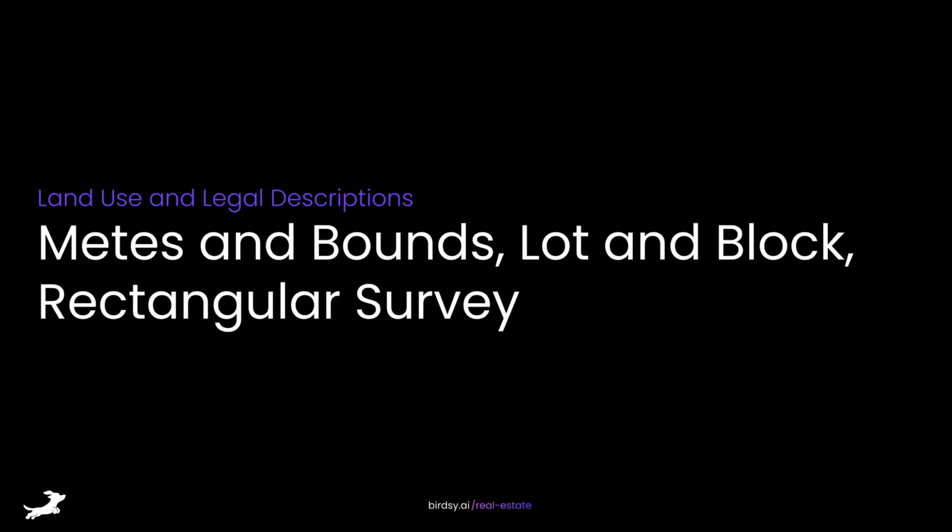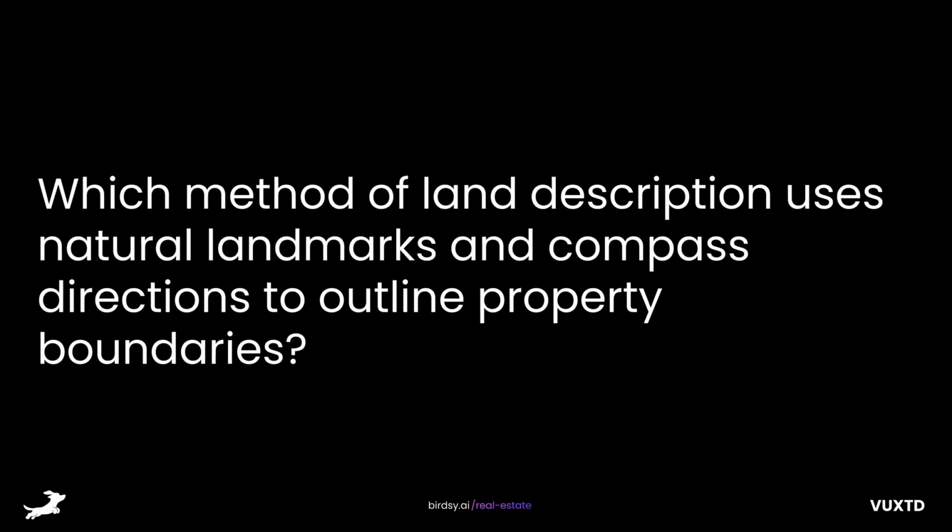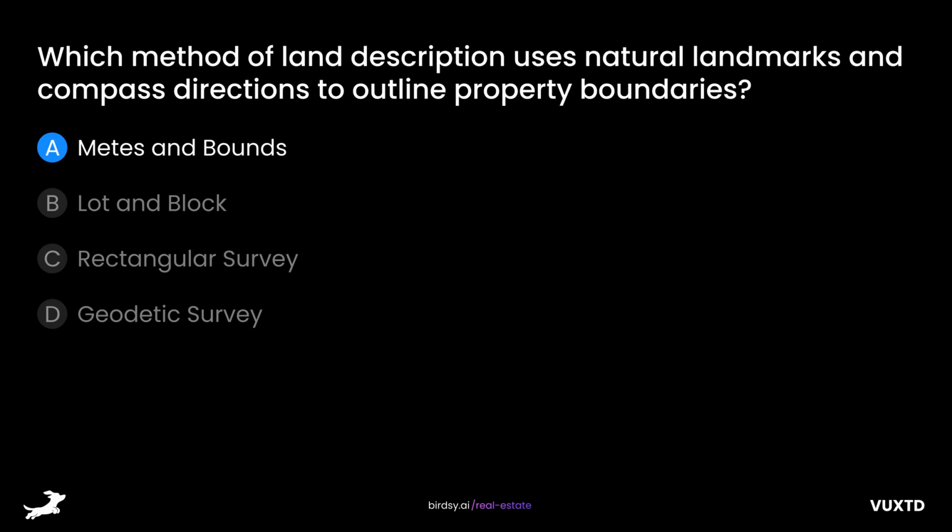Metes and bounds, lot and block, rectangular survey. Which method of land description uses natural landmarks and compass directions to outline property boundaries? Is it A, metes and bounds, B, lot and block, C, rectangular survey, or D, geodetic survey? The answer is A, metes and bounds.